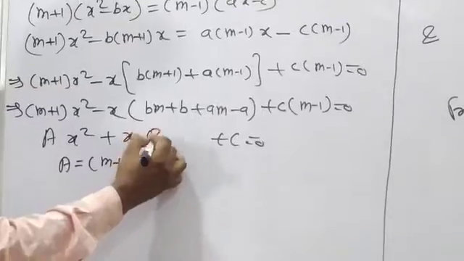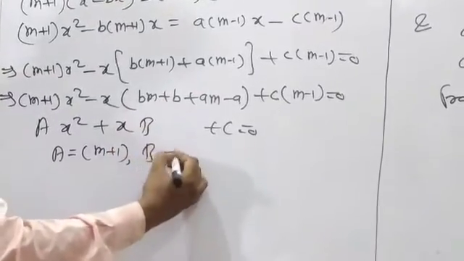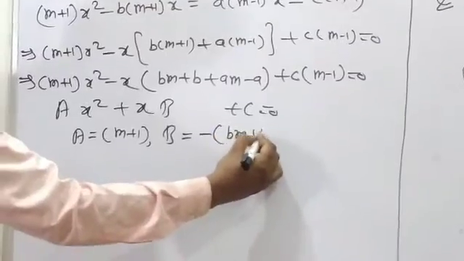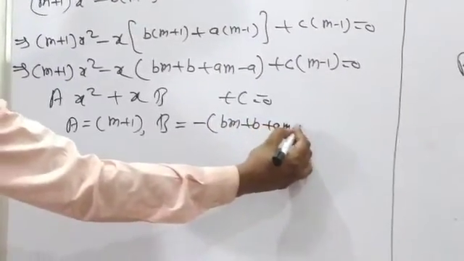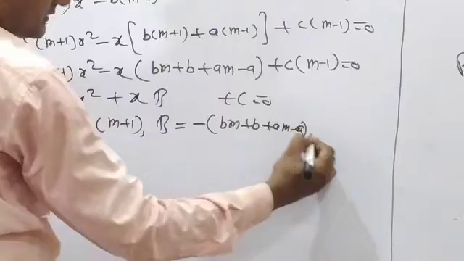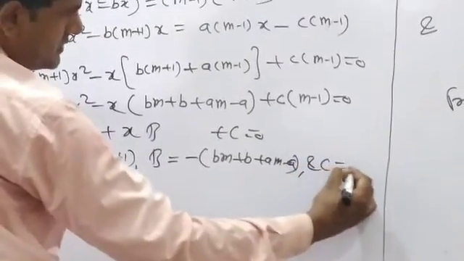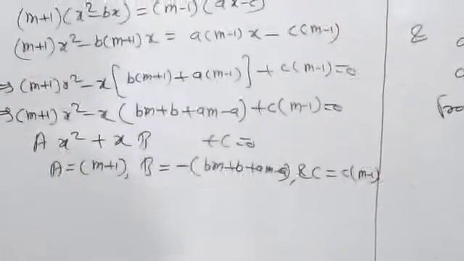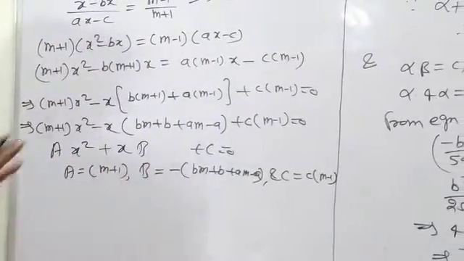B means capital B here. B is equal to what? Minus, clear? bm plus b, am minus 1, means A. Clear? And C is equal to what? c into m minus 1. After calculating, we will get this one.